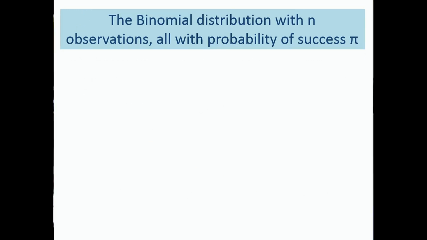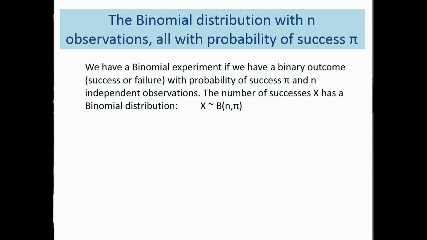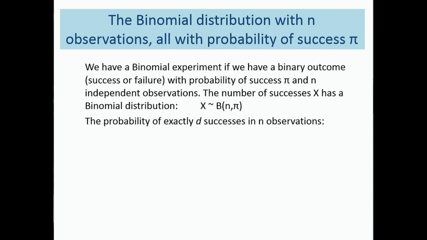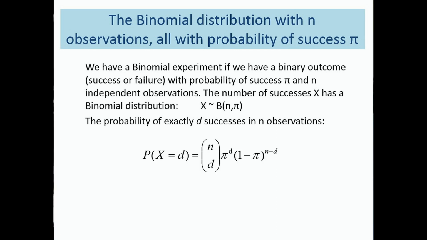Now, in general, for a binomial problem, we have n independent observations of a binary variable, with outcomes success or failure, all with the same probability of success, pi. The probability of observing exactly d successes in those n observations, all independent of each other, can be calculated by the formula n over d, pi to the power d, times 1 minus pi to the power n minus d.